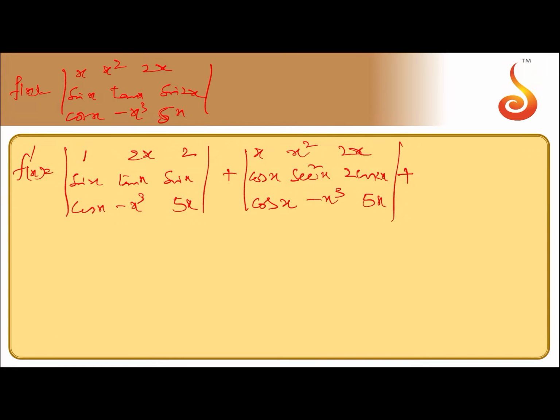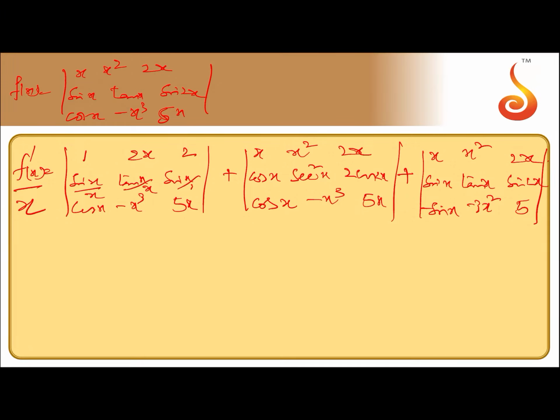And lastly, the third row derivative, keeping the first two rows as they are: x square, 2x, x, and sin x, tan x and sin 2x, and the last row derivative: minus sin x, and minus x cube derivative is minus 3x square, and 5x derivative is 5. And let me divide by x here, f dash x by x. When you divide by x, you divide the first row by x, and you'll be getting 1 here, and x here, and 2. Here also 1, x and 2. Yes, of course, dividing by x.